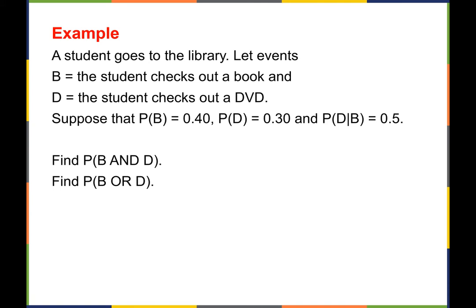All right, let's do one more example here. A student goes to the library. Let event B be that the student checks out a book, and event D be that the student checks out a DVD. We're going to tell you right now that the probability of B is 0.4 or 40%. The probability of D is 30% or 0.3. And the probability that they check out a DVD, given that they check out a book, is 0.5 or 50%.